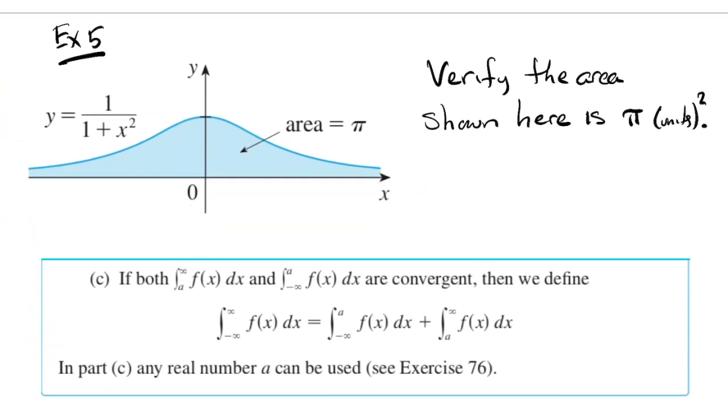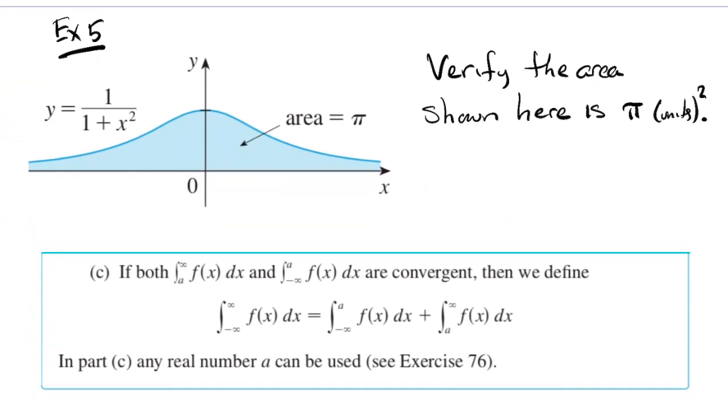All right, we're almost done. The fifth example is the last one I wanted to do in this video. I know I'm talking fast. I hope you're stopping it and soaking it in. This one, I've got a graph. 1 over 1 plus x squared is its formula. So that's the curve that bounds this region. And the picture says that the area is pi, and I'd like to verify that.